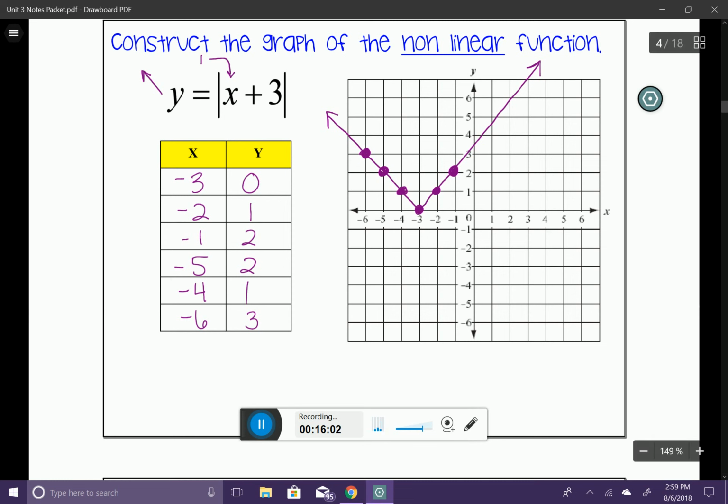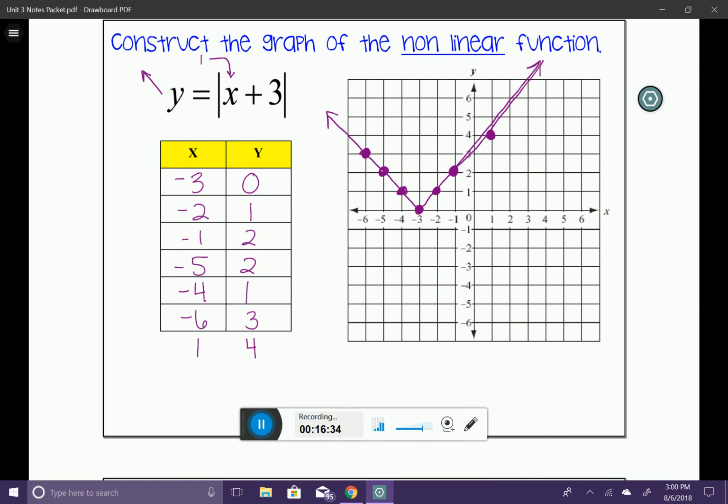What if I put a 1 in for x? So 1 plus 3 would be 4, and the absolute value of 4 is 4. So that would give me an x value of 1 and a y value of 4. Is that going to be on my graph? It absolutely is if my line was straight. But basically that's what's happening: you're putting in an input value and you're getting an output value. And using the graphing calculator is just an easier tool to help you do that.